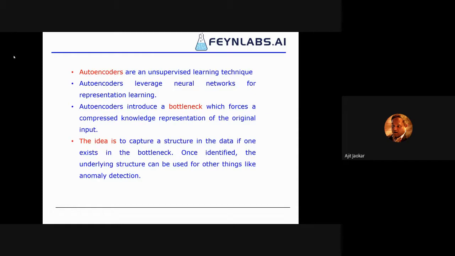An autoencoder is an unsupervised learning technique, and it uses neural networks. It's a deep learning technique. Last time we saw clustering, which was an unsupervised learning technique for machine learning. The basic idea of an autoencoder is to introduce a bottleneck which forces a compressed knowledge representation of the original input. The idea is to capture the structure in the data, if one exists, in the bottleneck. Once it's identified, the underlying structure can be used for other things like anomaly detection.